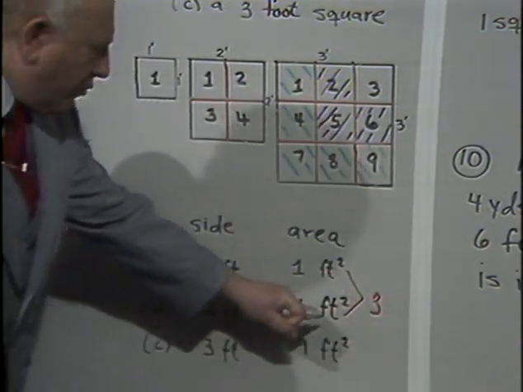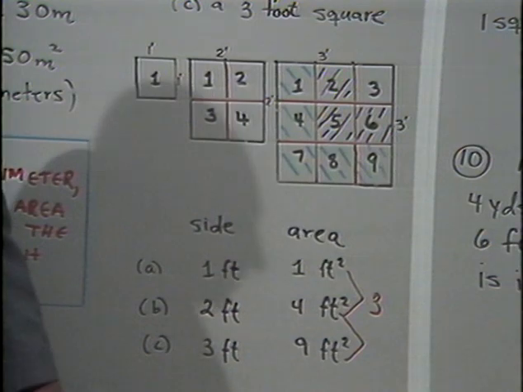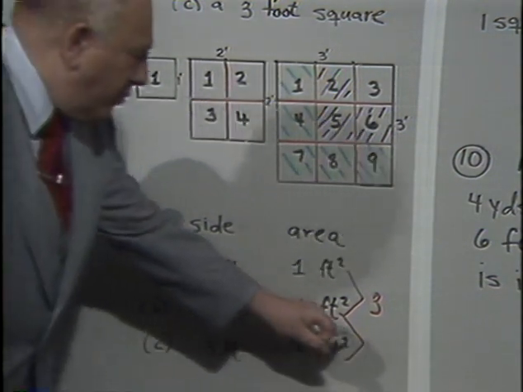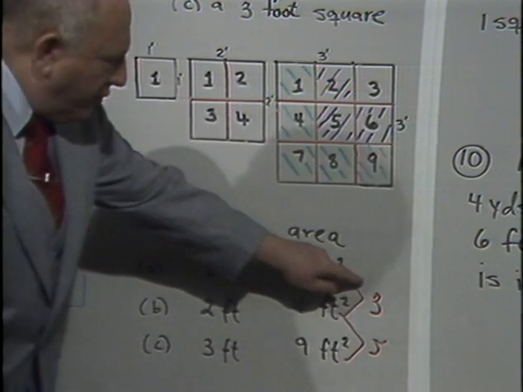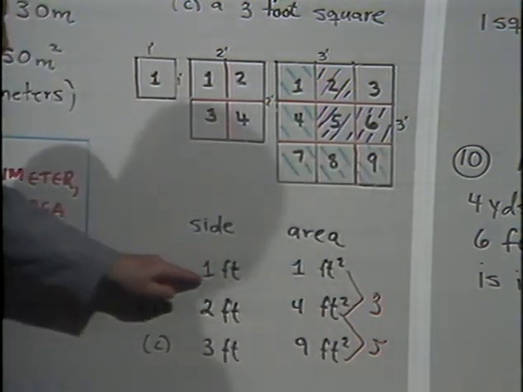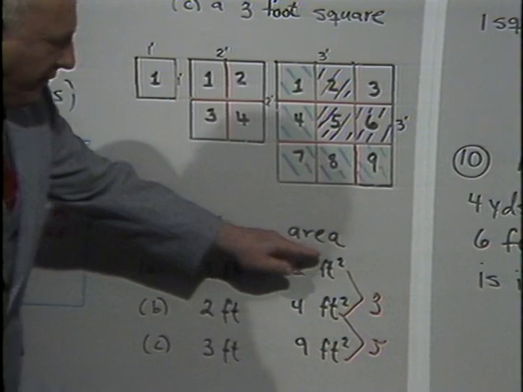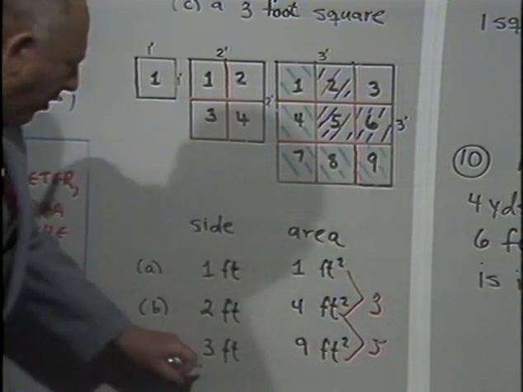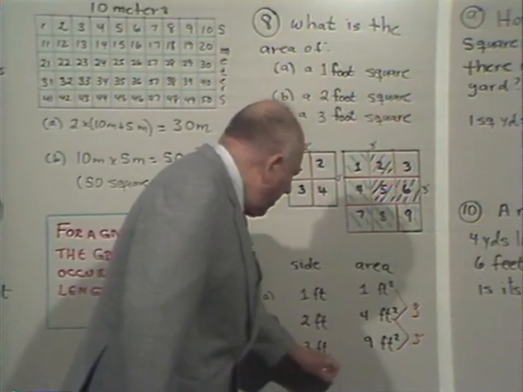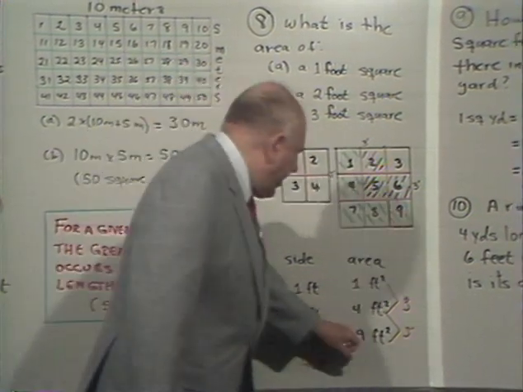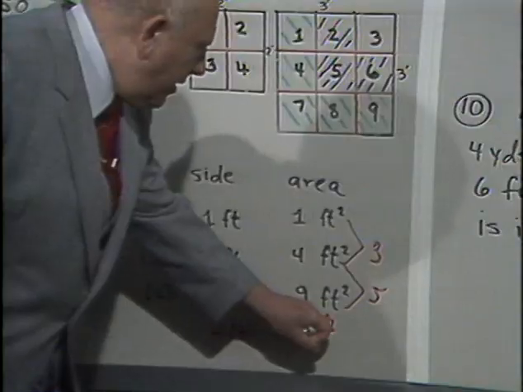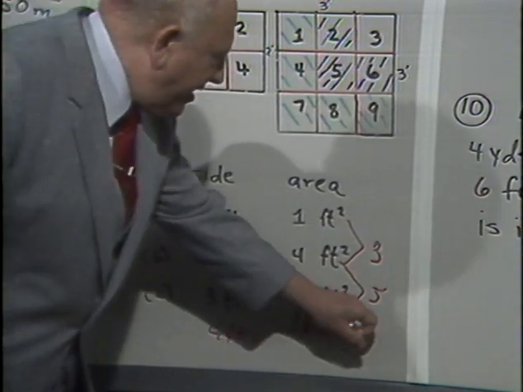Now in going from 4 square feet to 9 square feet, what do you get? 5 square feet. You see the numbers here? 1, 3, and 5. Here they're all the same, 1, 1, and 1. In fact, you know what the next one would have been? Suppose you had a 4 foot square. What would the area have been? 4 feet times 4 feet would be 16 square feet. And the difference between 9 and 16 is 7.